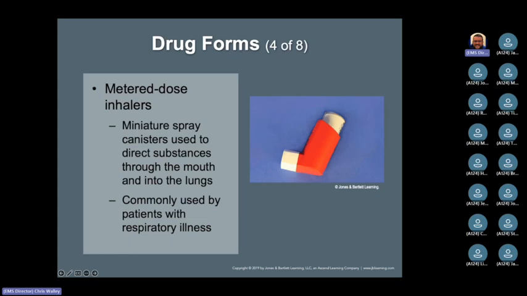Again, most of your patients with any type of respiratory illness have these on them, like your asthma patients or your emphysema ones. They're going to have those within reach. They've used them a lot. They probably could teach you more about those than anything else.